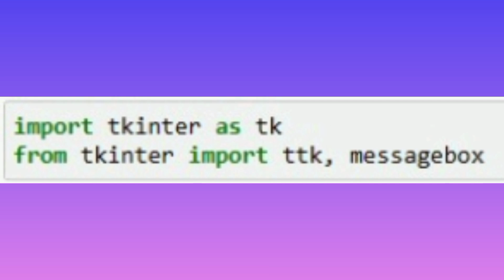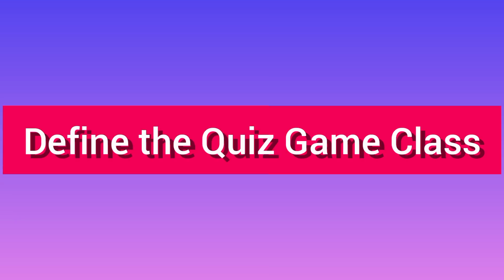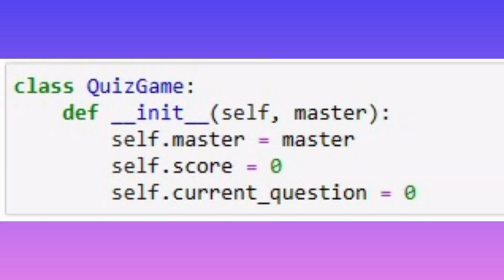At first, this code imports the necessary libraries for creating the GUI: Tkinter and ttk for themed widgets, and messagebox for displaying message boxes. We have created a class called QuizGame that serves as the core of our quiz game application. This class is responsible for handling various aspects of the game such as scoring, presenting questions, and displaying results.